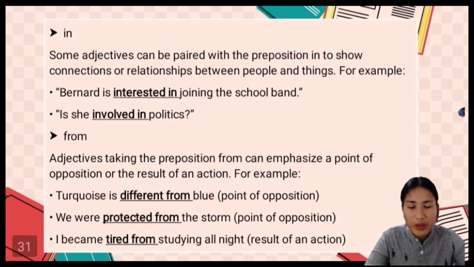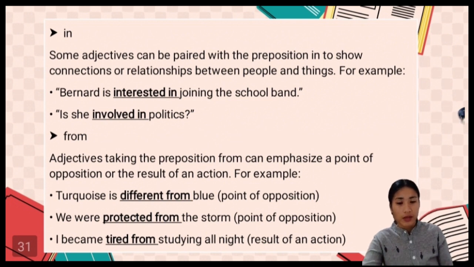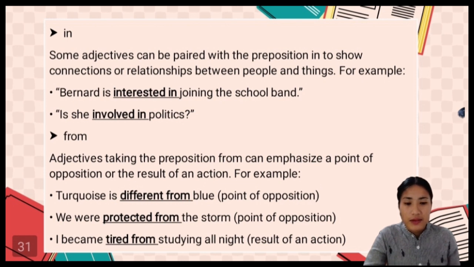Let's continue. Preposition in with adjective. Let's look at the explanation. Some adjectives can be paired with the preposition in to show a connection or relationship between people and things. Let's look at the example. Bernard is interested in joining the school band. So here, interested in is the preposition with adjective. And the second is, is she involved in politics? So here, involved in is the preposition with adjective.